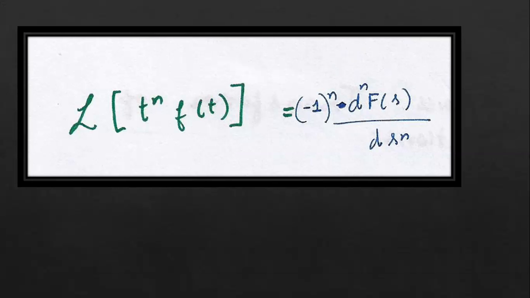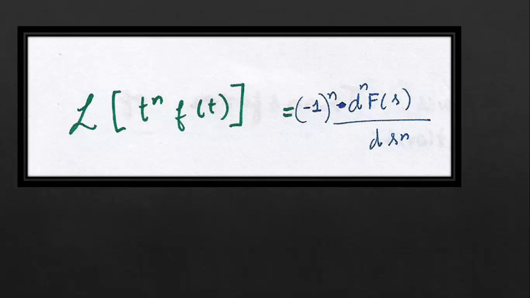By corollary, you can derive it. Laplace transform of t raised to power n f of t is equal to minus 1 raised to power n, d^n F of s divided by ds^n. So remember these, the Laplace transform of these functions. It will be very useful.